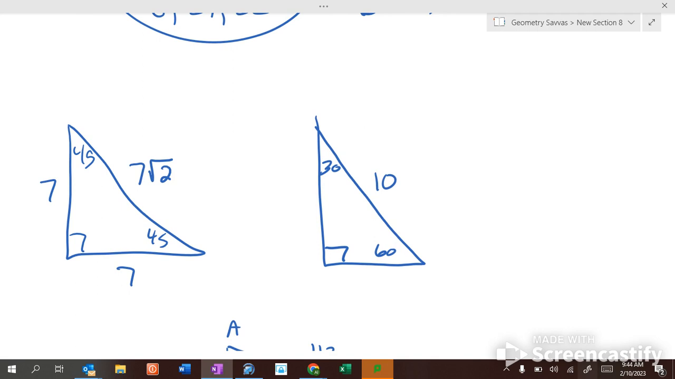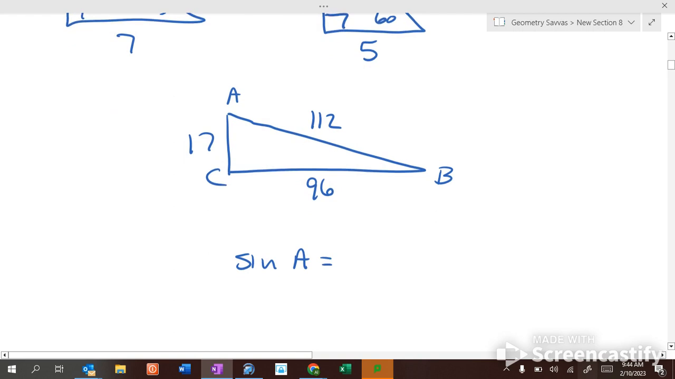Okay? 30, 60, 90. If this is 10, what's the short side? 5. And the long leg? 5 square root of 3. And if you forget that, it's right here. And if you need me, I can move the poster further that way for the test.